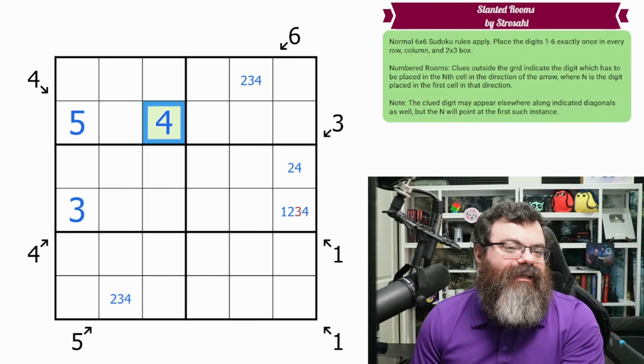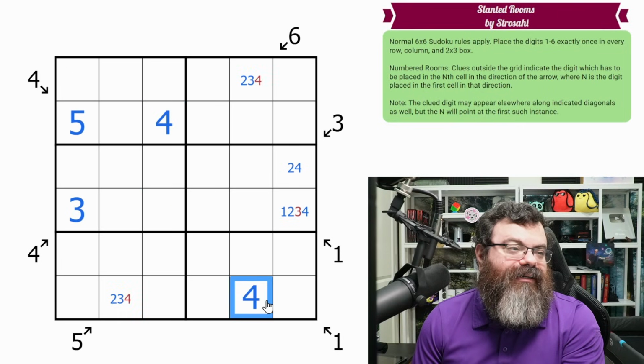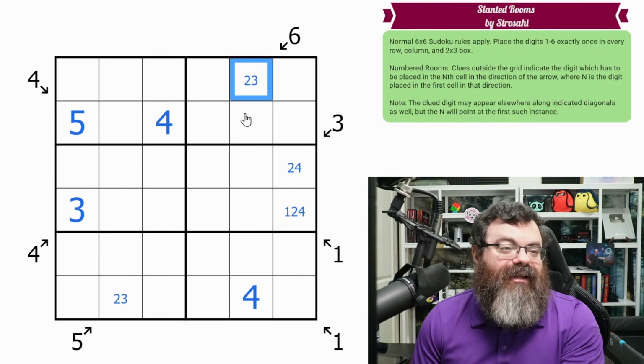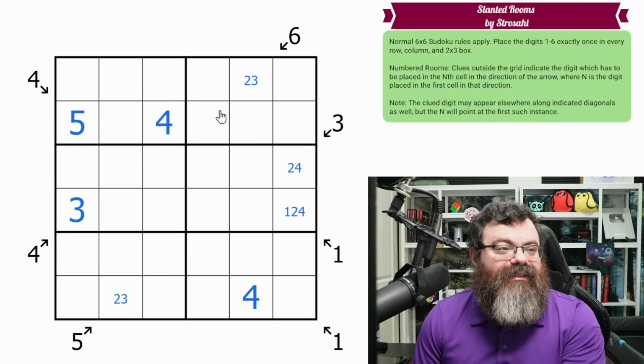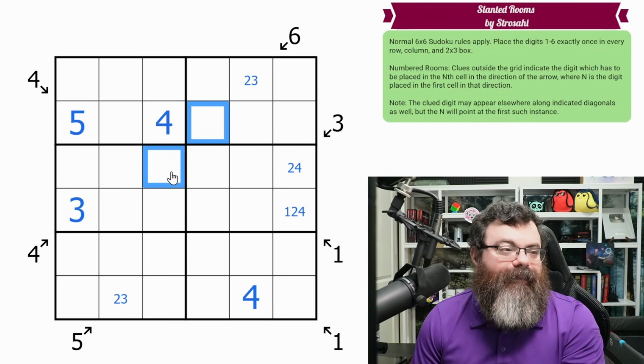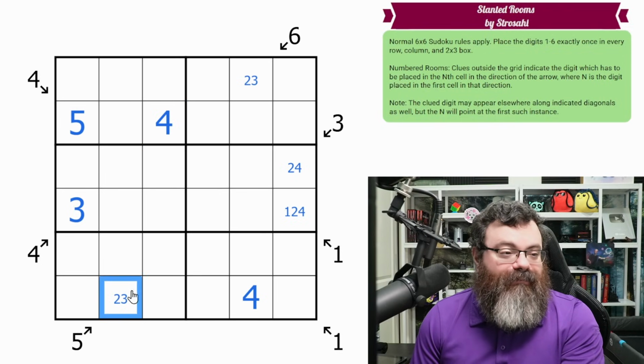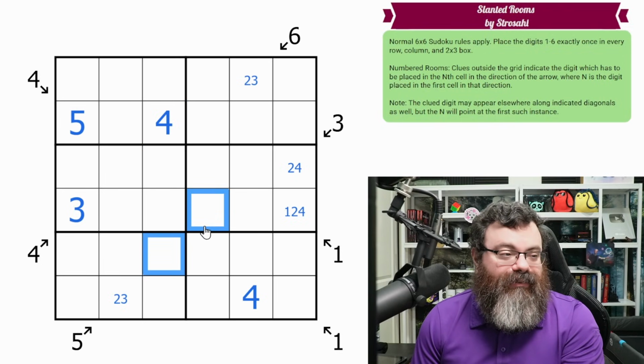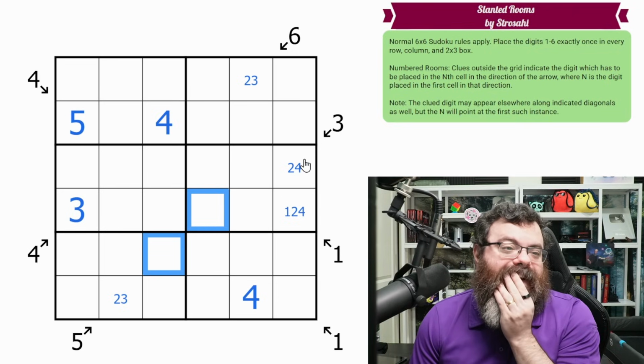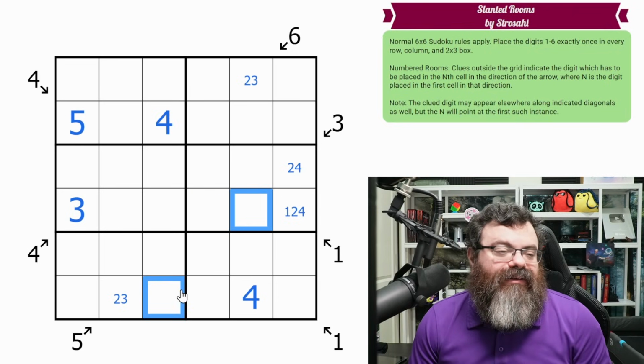And that puts a 4 here. And then the 3, sorry, yeah, puts a 4 here, and then the 5 is all the way at the end here. So that's not 4, that's not 3, that's not 4. So 6 is here or here. 5 is here or here. Huh. 3 is here or here.